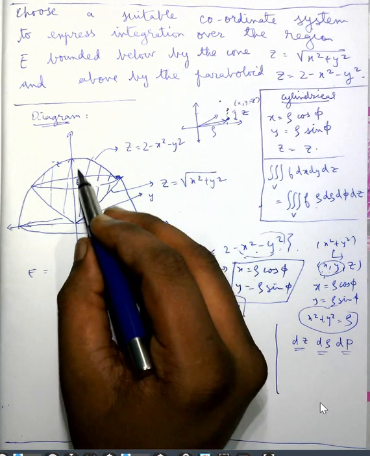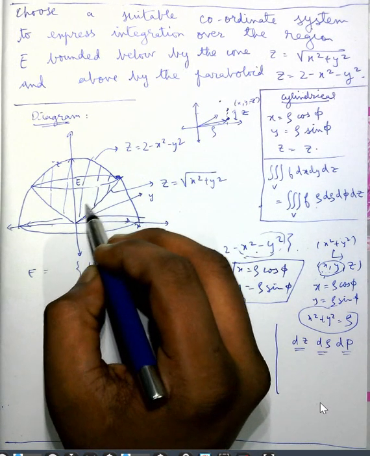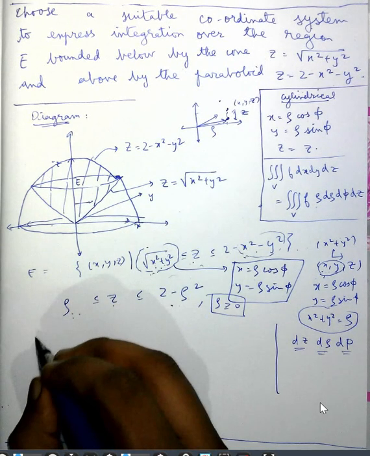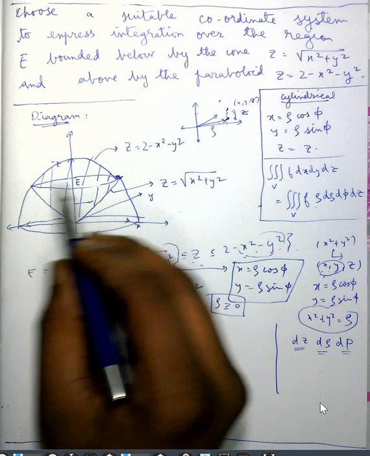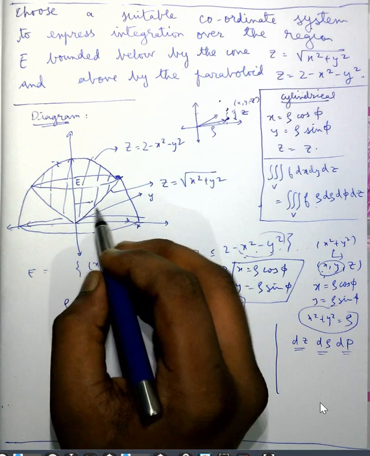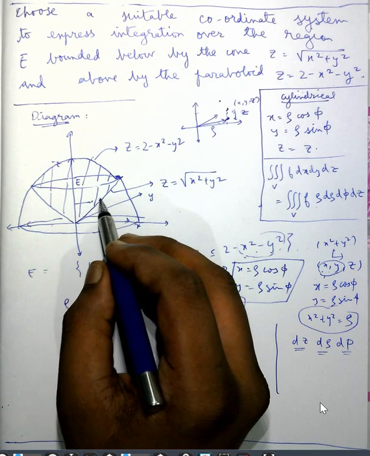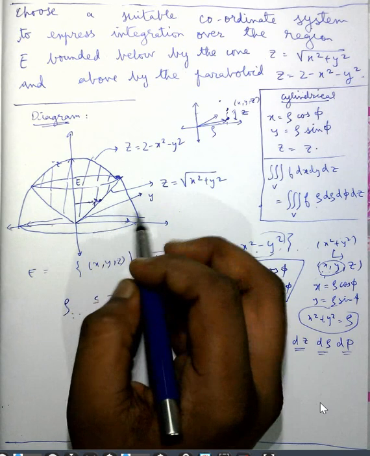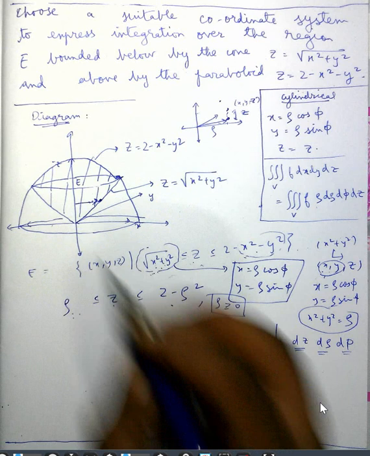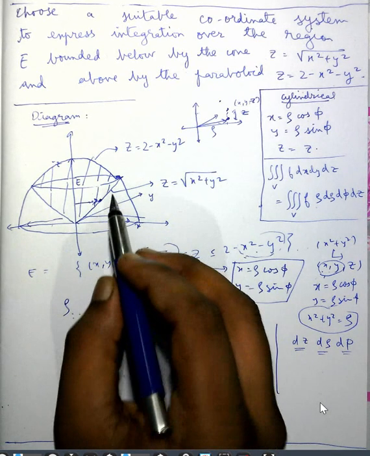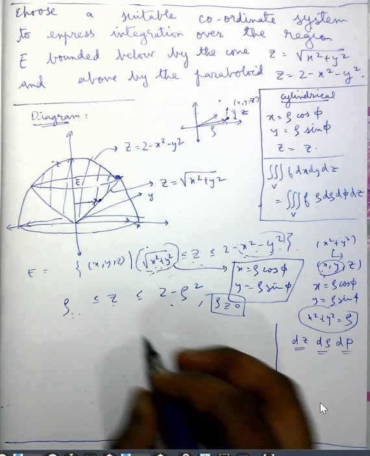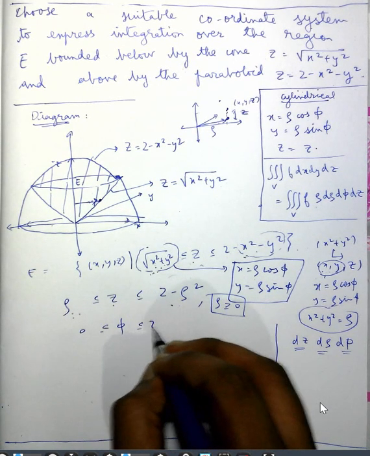As you can see from the diagram, since the whole region E is symmetric about the z axis, the angle of any arbitrary point from the x axis is always ranging between 0 to 2 pi. So whenever you take any point here and completely rotate it, it will still lie inside E. So phi has to lie between 0 to 2 pi.